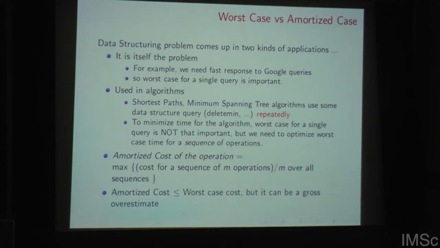Clearly, amortized cost is less than or equal to worst case cost, because if I want to care about the total time for a sequence of operations, I can look at the worst case cost of any single operation and multiply by the length of the sequence. That will be the total cost, right? But often that can be an overestimate, and you want really a tight estimate, right?